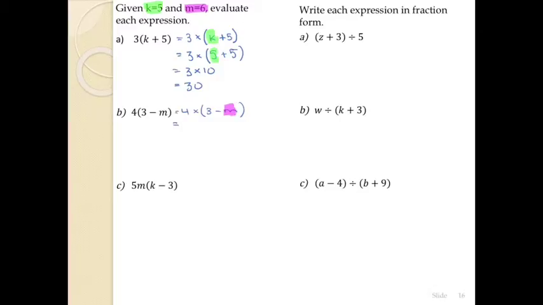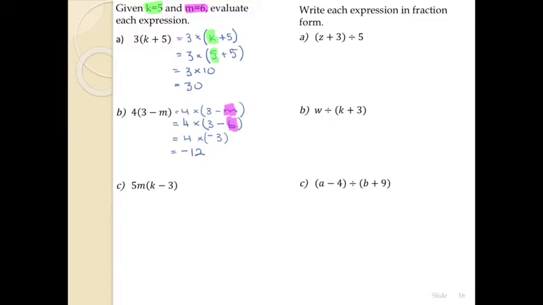So what I have is 4 times 3, take away 6, because we know from up the top there that m is equal to 6. Now as per normal, we're going to do our brackets first. So that will give us 4 multiplied by -3, because 3 take away 6 is equal to -3. Now remembering back to our number work, a positive times a negative is going to be a negative, and 4 times 3 is 12.